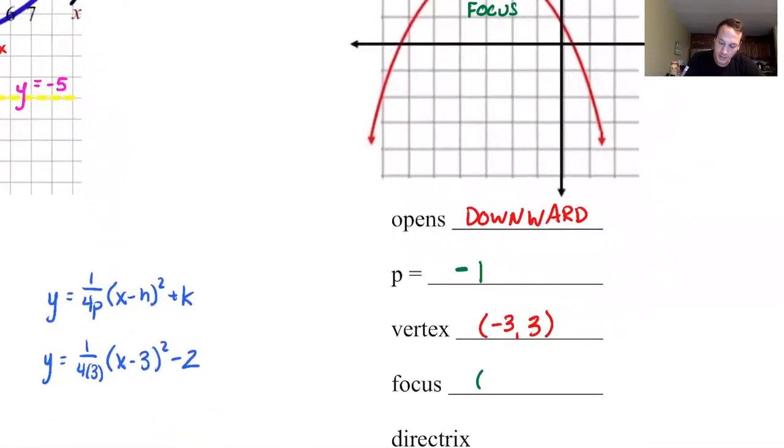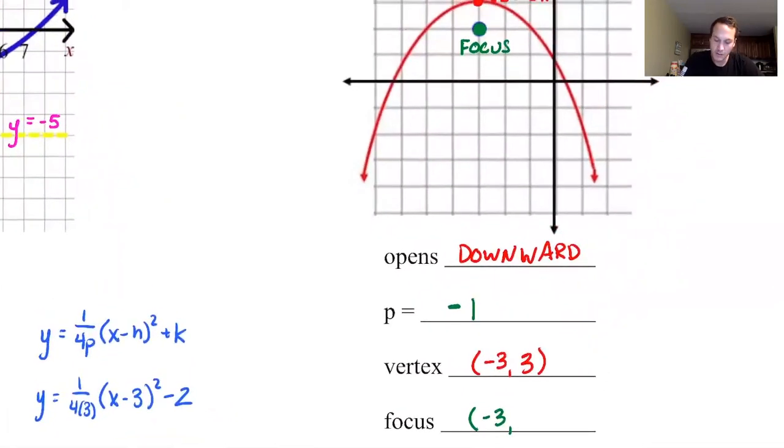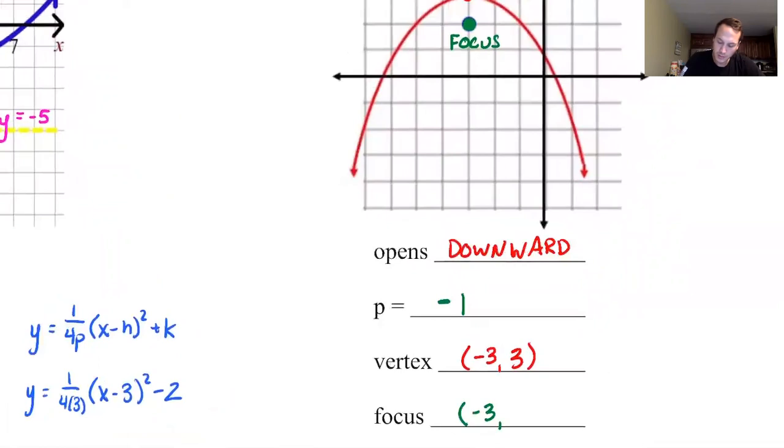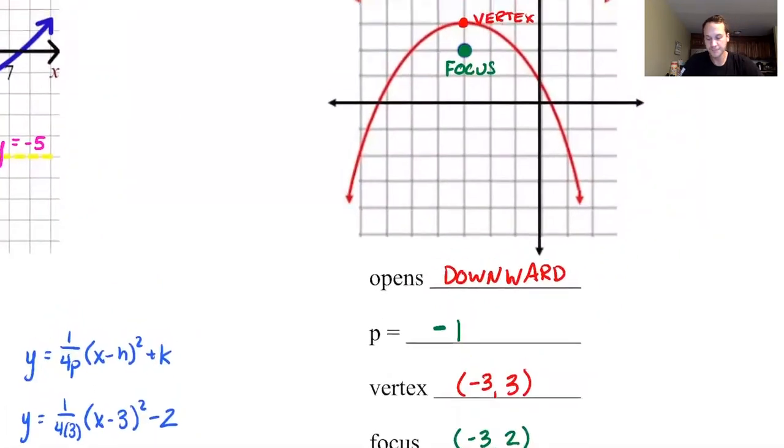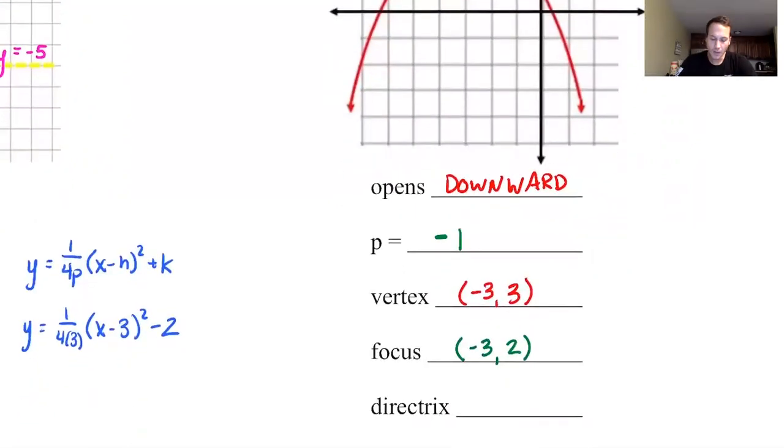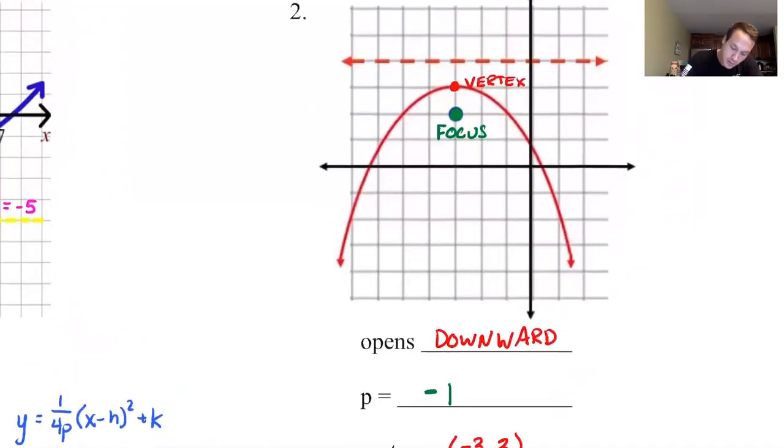My focus is going to have the same x value, so negative 3. But this one's going to be 1, 2 units. So it's going to be, my p-value is 1, so it's 1 unit below. My directrix now. The directrix is up here. That's the line y equals 4. 1, 2, 3, 4.